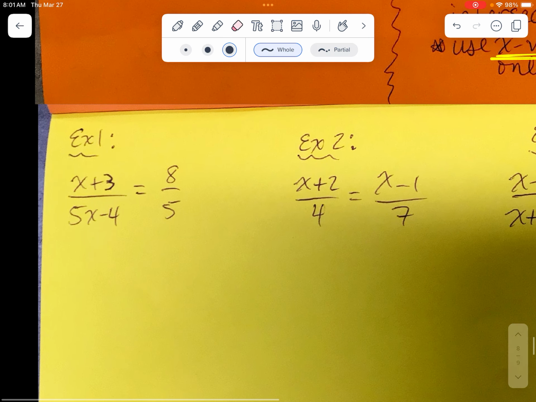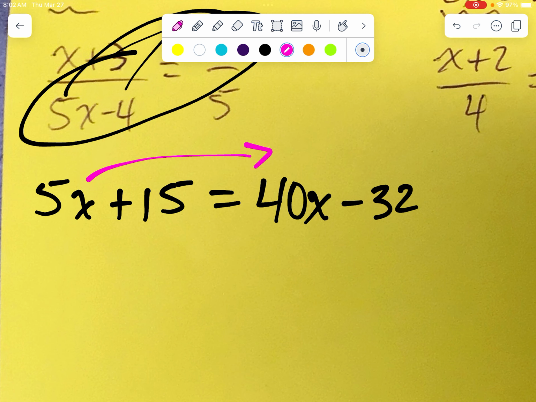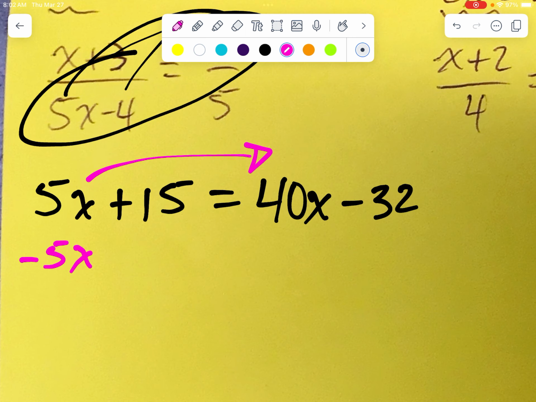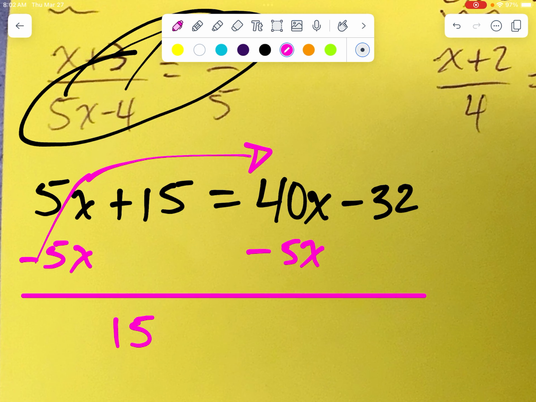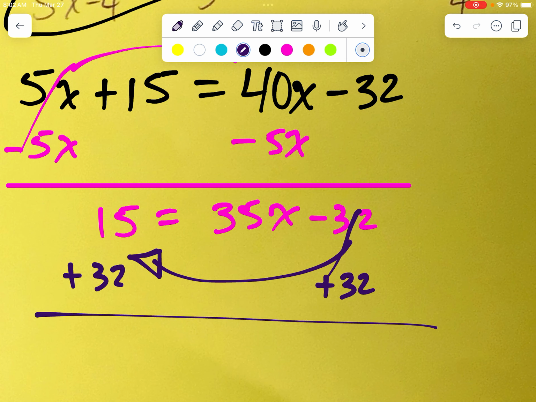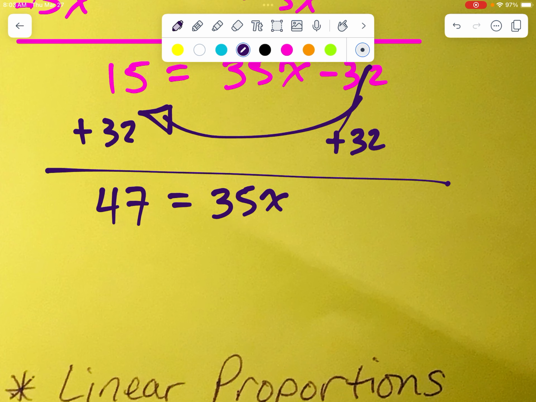X's need to go with X's, numbers need to go with numbers. I'm going to move the 5x to the other side. Do the opposite. We're going to subtract 5x. So we're left with 15 equals 35x minus 32. Now we need to get the numbers with the numbers. This minus 32 needs to go to the other side, so do the opposite. We're going to add 32. And we're left with 47 equals 35x.